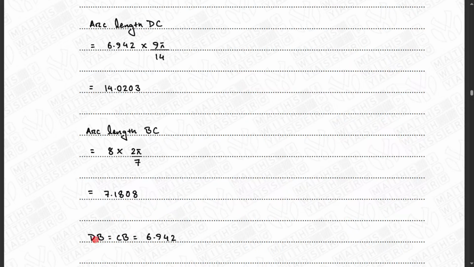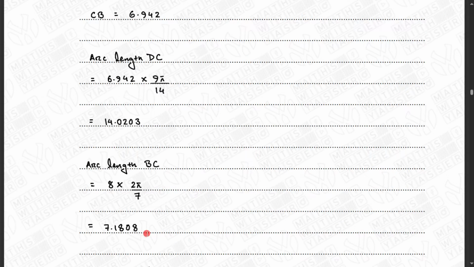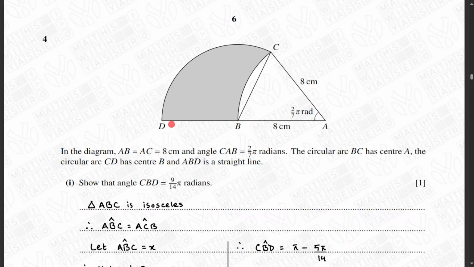And we know that DB is equal to CB because they are the radius of the sector DBC. So DB must be equal to CB.